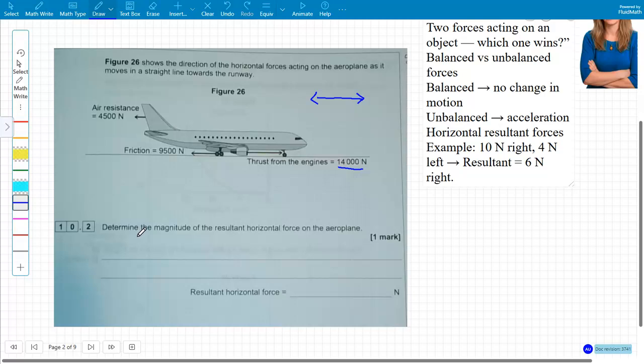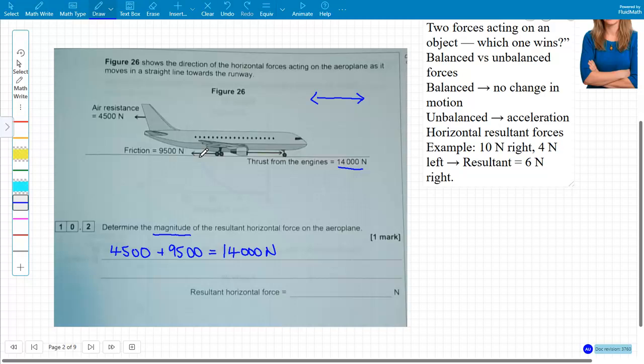The question says determine the magnitude, so that's the value, of the resultant horizontal force on the aeroplane. It's only worth 1 mark, so it's a simple calculation, but the first thing we need to do is work out the total for this side on the left. So we are going to add together the air resistance and the friction, and in the physics paper you have a calculator, so you don't have to worry about doing any mental maths for this one. So that adds up to 14,000 newtons. So that's the total going to the left.